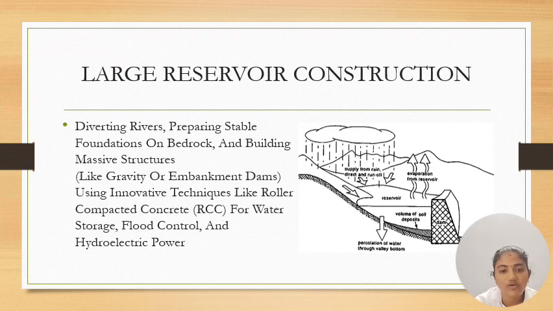And then large reservoir construction. It involves diverting rivers, preparing a stable foundation on bedwork, and building massive structures like gravity dams or embankments. Rain is the main water source, and it is held in an embankment or controlled in large reservoirs for personal use, irrigation, or hydroelectric power.